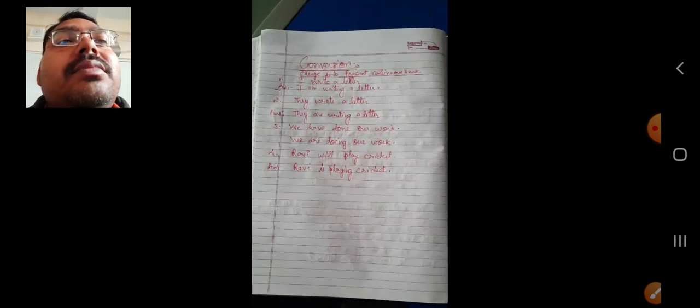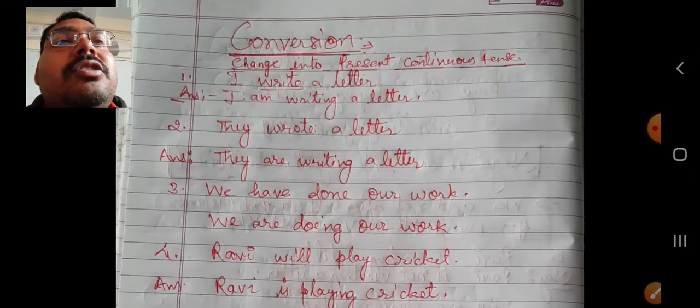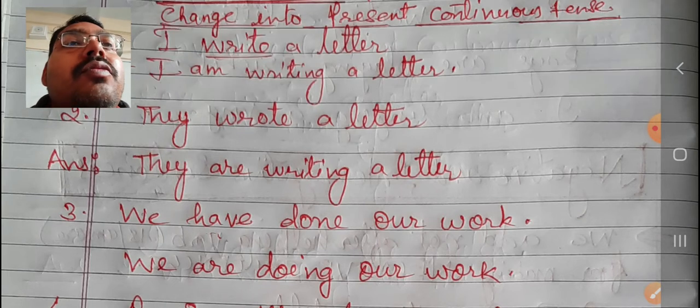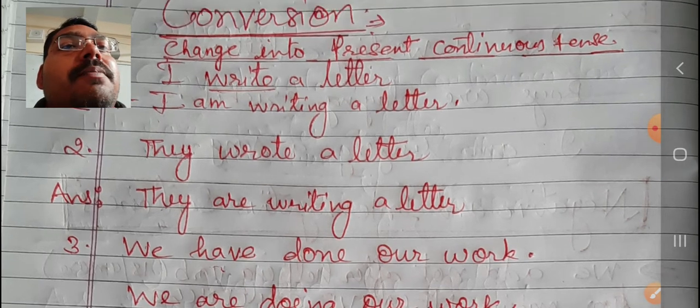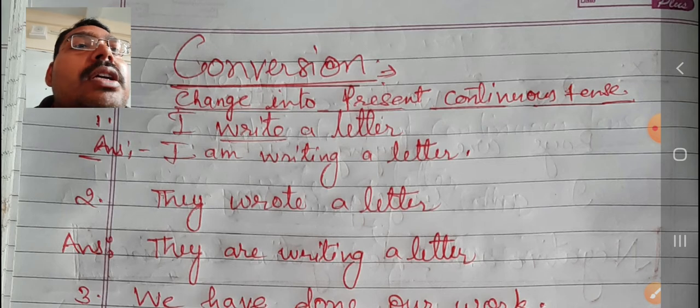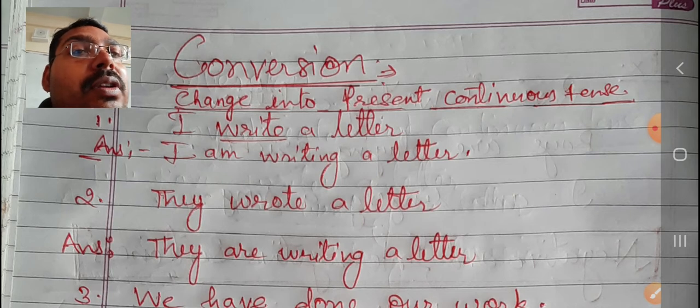Another problem comes, sometimes they ask you to convert the given sentence into present continuous tense. Suppose that they give you a sentence and they say to you, change into present continuous tense or convert into present continuous tense. So for this purpose you need to be very careful.